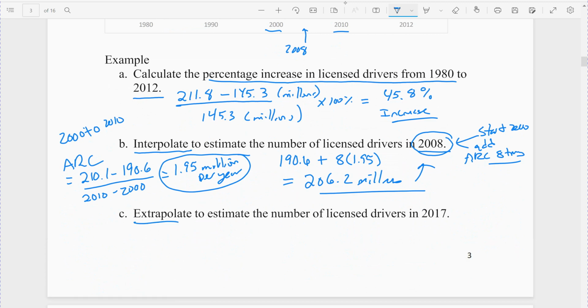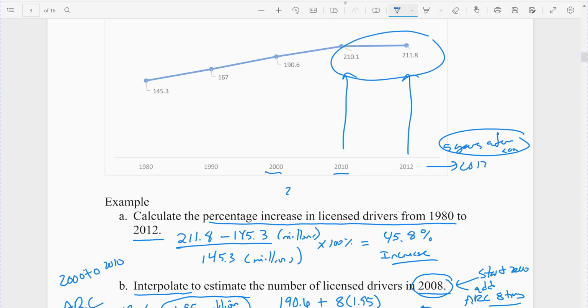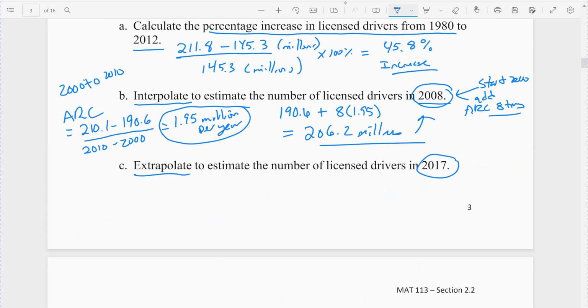All right, now extrapolation. So 2017, again we're going to use the last 2 endpoints. 2017 would be over here, which would be 5 years after 2012. So keep that in mind. So we're going to use 2010 and 2012 to estimate 2017, which is 5 years after 2012. First thing we need to find is the average rate of change from 2010 to 2012, so over that 2-year period.